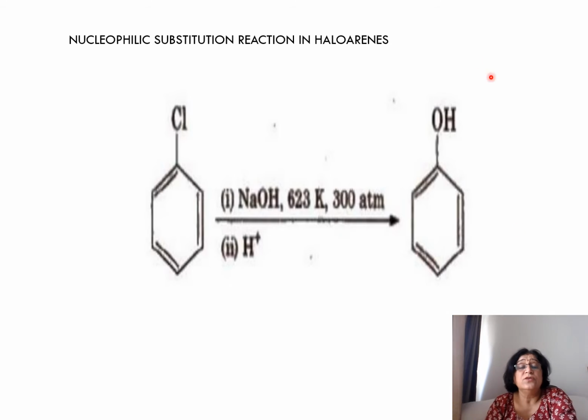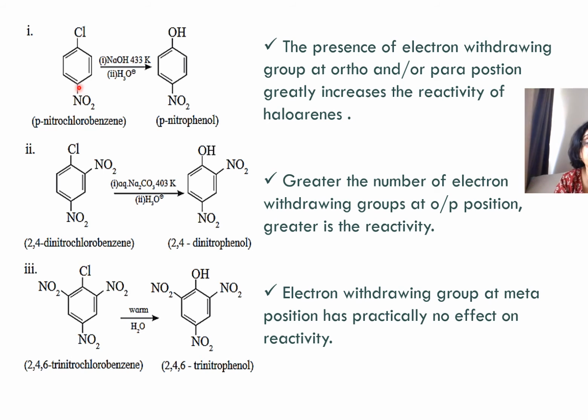and this on reaction with H plus gives you phenol. So this reaction is a nucleophilic substitution reaction because here the bond between the carbon of the aromatic ring and chlorine breaks and it is substituted by the OH provided by NaOH. But here you see the temperature and pressure conditions are very high. So the other idea that was given was that if electron withdrawing groups like nitro group and sulfonic acid group are present at ortho and para position, this breaking of the carbon-chlorine bond can be possible and a nucleophilic substitution reaction can happen.